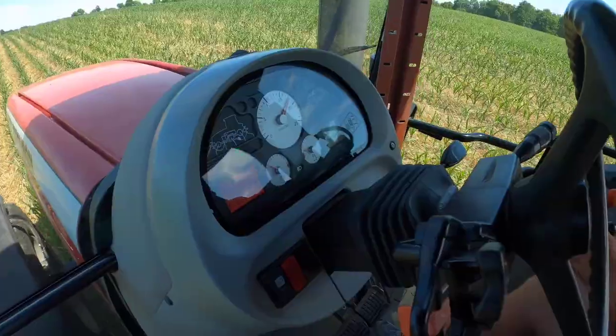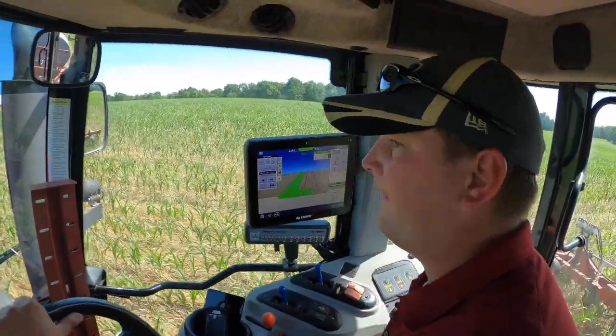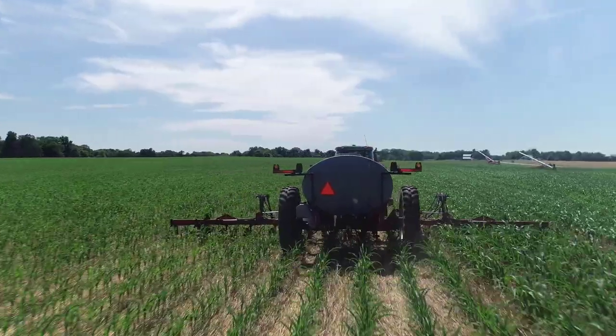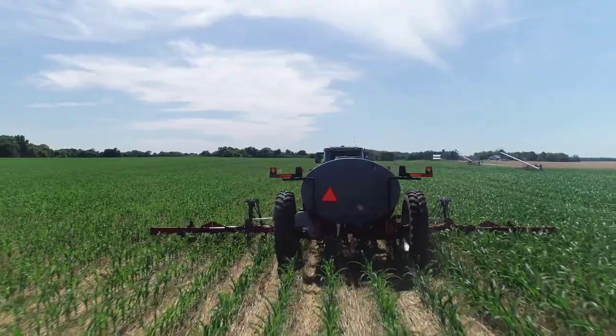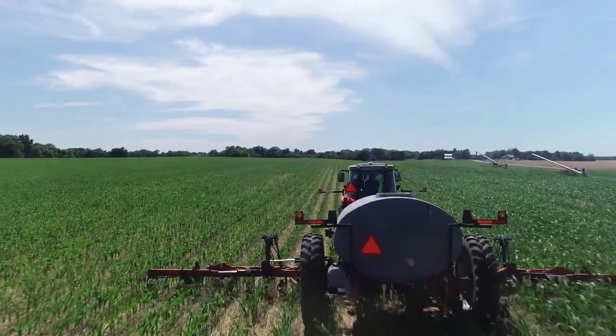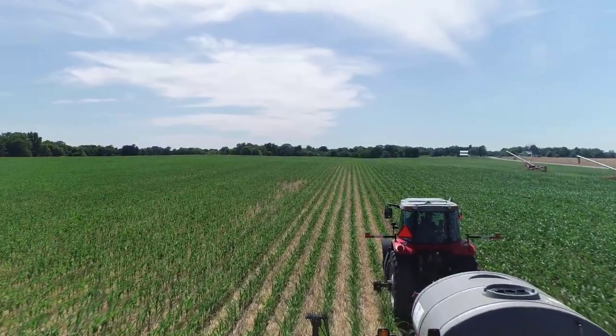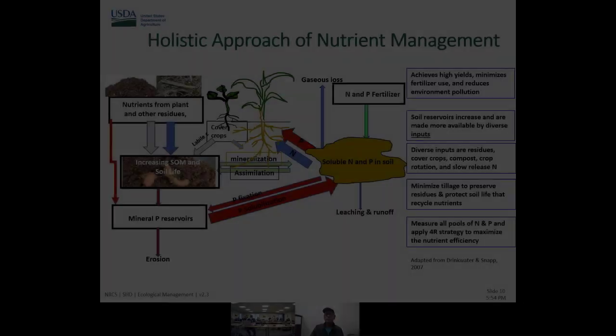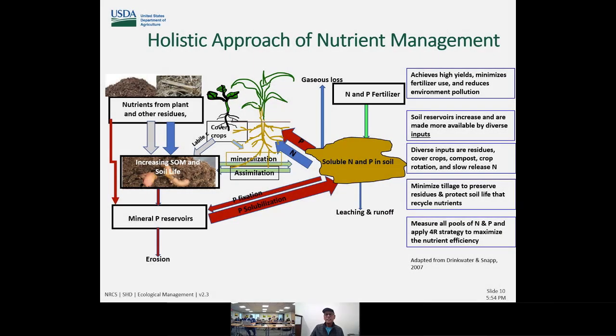Back when we were in a conventional system, we would put 200 to 220 pounds of nitrogen on a field for corn. Now we're going out there and we're coming out with 165 pounds of nitrogen and still raising yields comparable to the guys that are putting on 220 in a conventional system and letting that nitrogen go right down the creek. We don't like that. The holistic approach of nutrient management achieves high yields, but minimizes chemical fertilizer use and reduces environmental pollution.